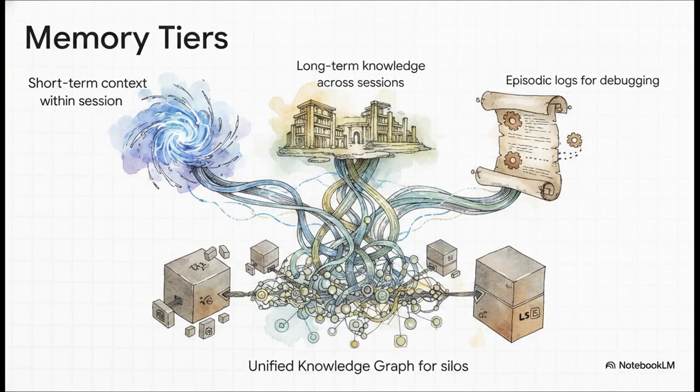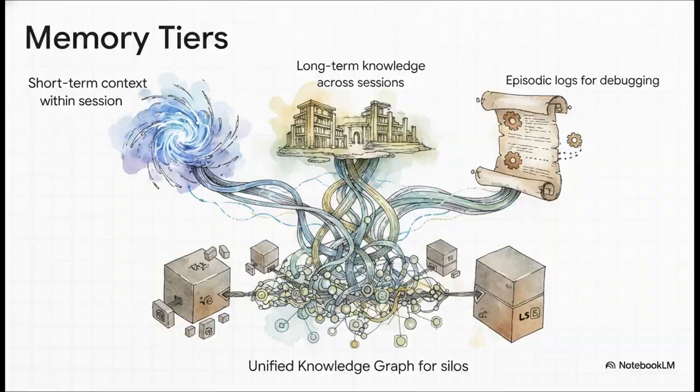Moving right along to Section 2, Memory Layers and State Management. Look, an agent without memory is just going to repeat the exact same mistakes over and over again. To prevent that, we use 3 distinct memory tiers, all tied into a unified knowledge graph. Short-term context handles what's happening right now in the current session. Long-term persistence is what lets the agent recall cross-platform knowledge across multiple sessions. And then you have episodic logs, which track the exact sequence of actions. Let me tell you, that is an absolute lifesaver for debugging. By bridging all these fragmented data silos into one unified graph, our agents can maintain context across completely disparate enterprise systems and do it with sub-millisecond read times.